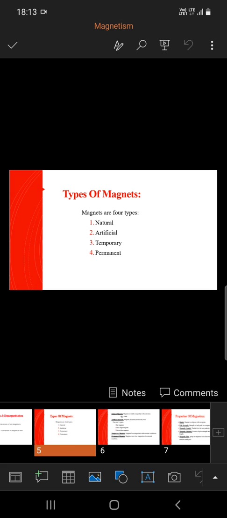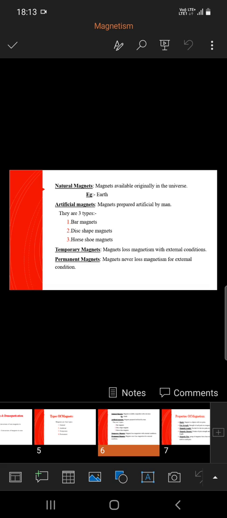Shall we know how many types of magnets there are in the world? There are 4 types of magnets: natural, artificial, temporary and permanent. Natural magnets are available originally in the universe, for example Earth. Artificial magnets are prepared artificially by man. There are 3 types: bar magnet, disc shape and horseshoe magnet.